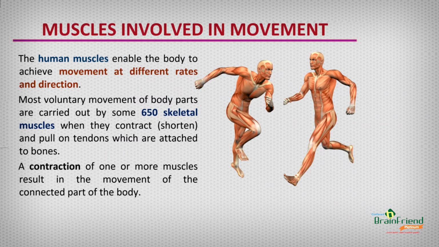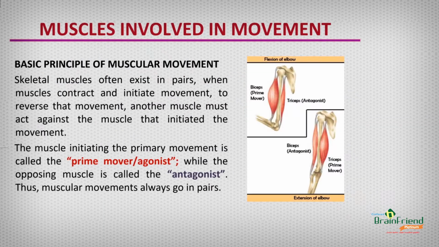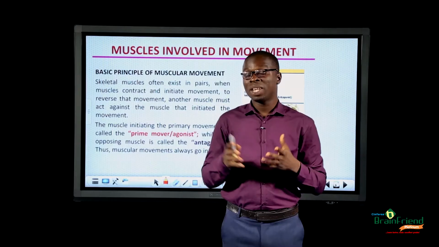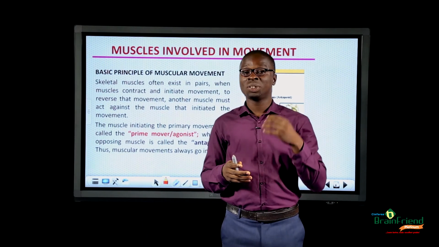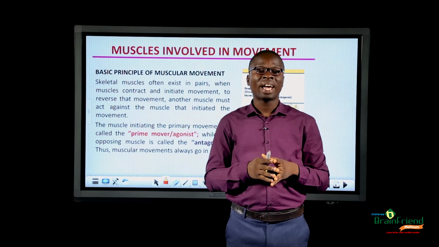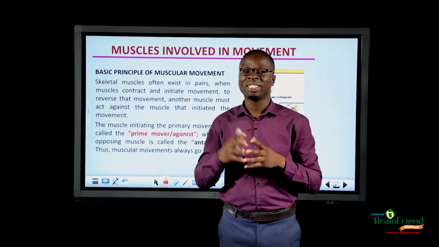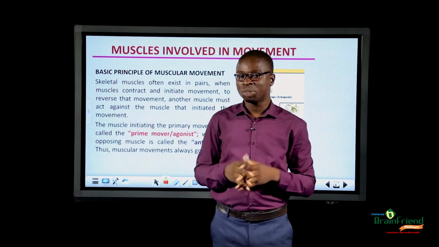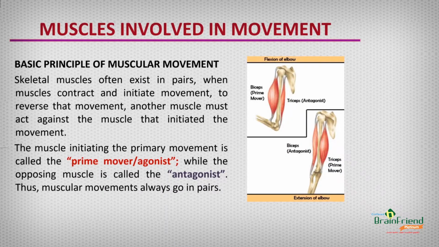Now, let's talk about the basic principle of movement as it relates to the muscles. For skeletal muscles to achieve movement, they always exist in pairs. That means a muscle has to initiate a movement while another muscle reverses that movement. Let's explain it better with this infographic on the board. The image on the board shows the movement of the elbow.